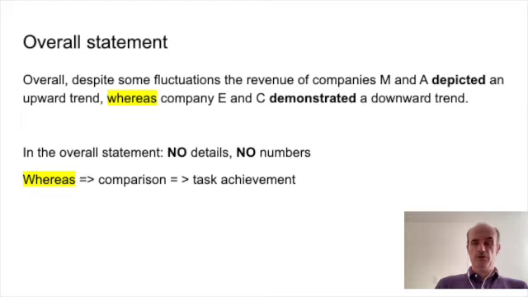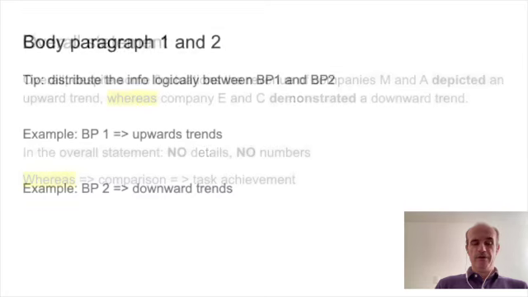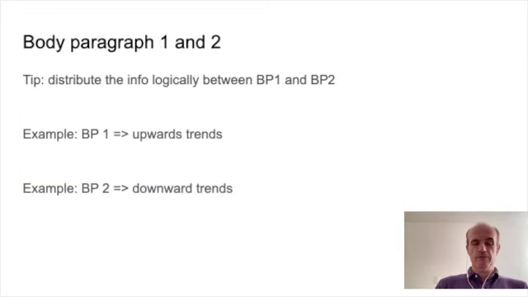Finally, you're going to continue with body paragraph 1 and body paragraph 2, in which you are going into detail. Now, how do you distribute this information? Try to distribute this information as logically as possible. That would be, for instance, in our situation, everything that goes up, I write down in my body paragraph 1, and everything that goes down, you write in body paragraph 2.